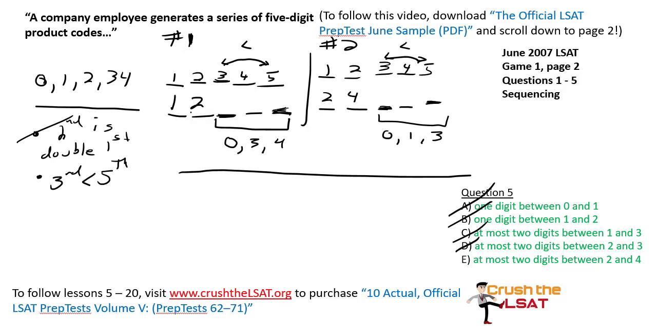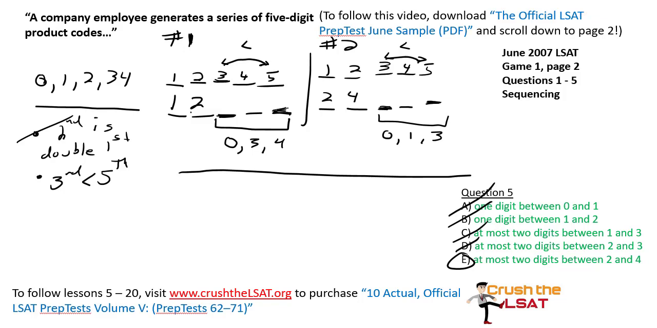Let's make sure E is correct. At most 2 digits between digits 2 and 4. So could you ever have 3 digits in between digits 2 and 4? You look at world 1. No, maximum would be 2 digits. Look at world 2. Obviously right next to each other. So answer E.